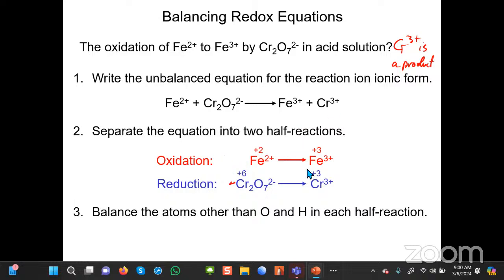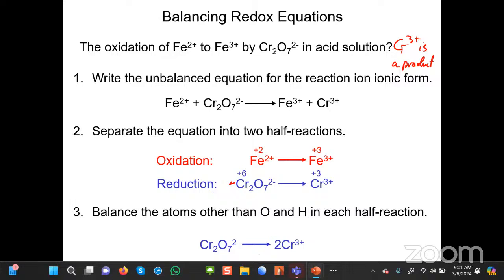In the case of the first half equation, there are no changes needed because you have 1 and 1 for the coefficients of iron on either side. But in this case here, you have 1 chromium ion here, and you have 2 chromiums here. So that means we need to put a 2 here, and we end up with that as a result.